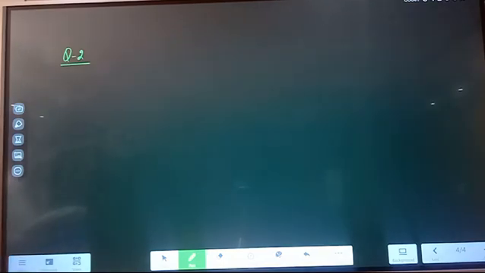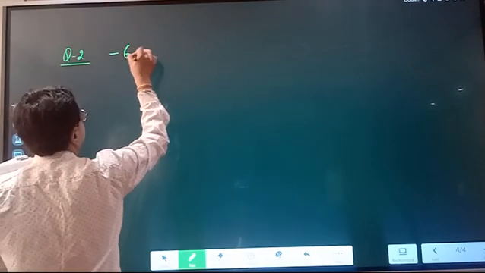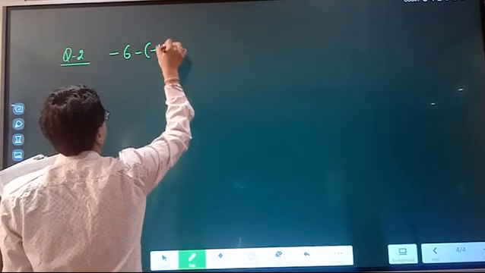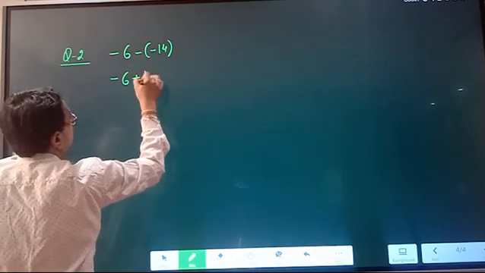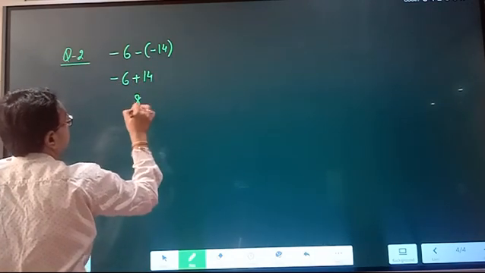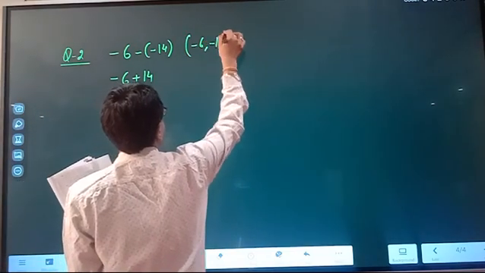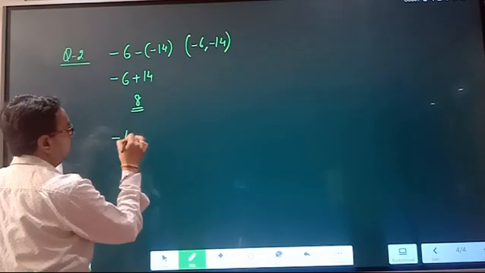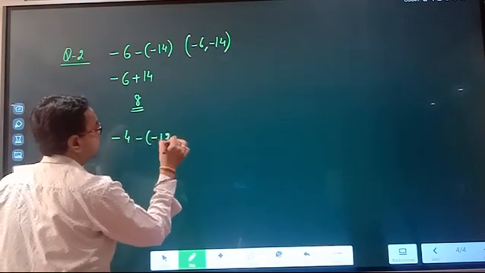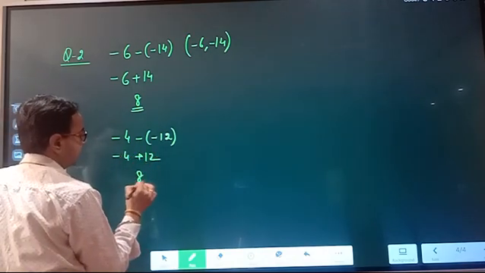That's very, very important. So can we have minus 6 minus of minus 14? I think this is one of the best examples. Minus 6 plus 14. What is the answer? 8. So hence one of the pairs is minus 6, minus 14. Can we have another example? Yes. Minus 4 minus of minus 12, minus 4 plus 12, that is again 8.